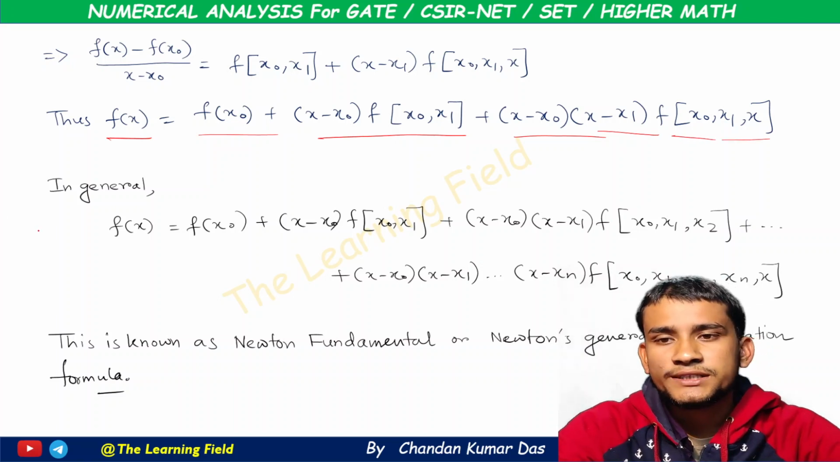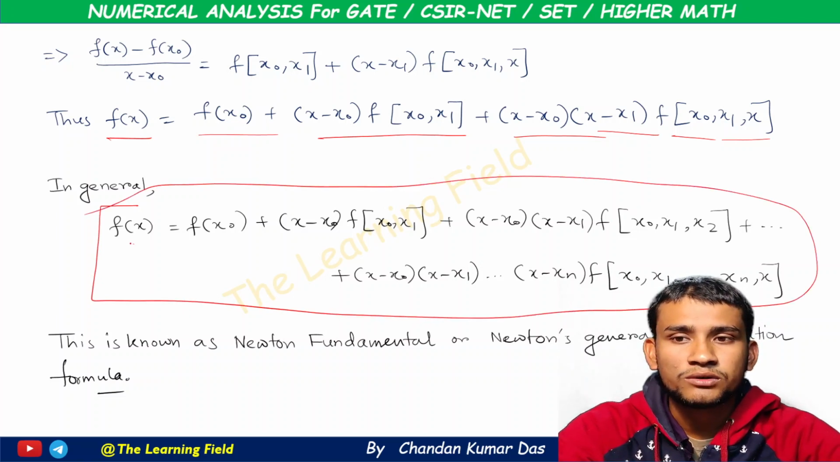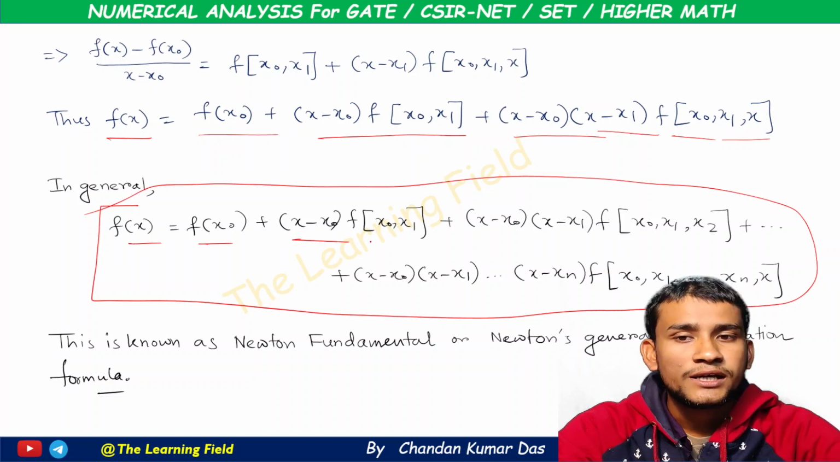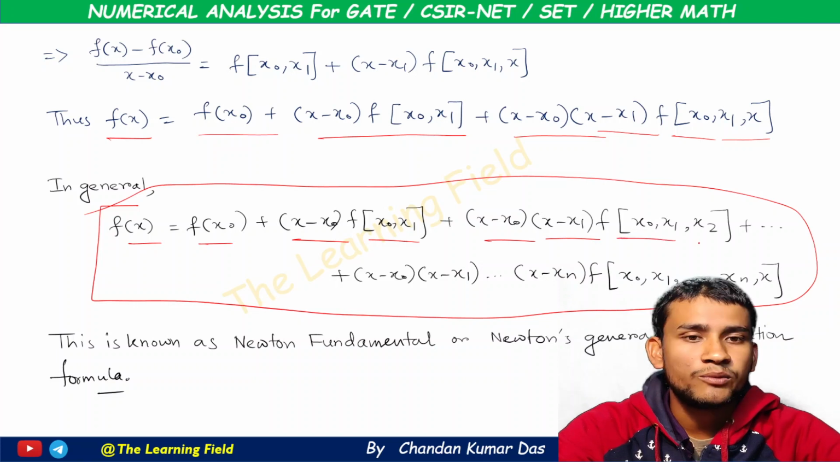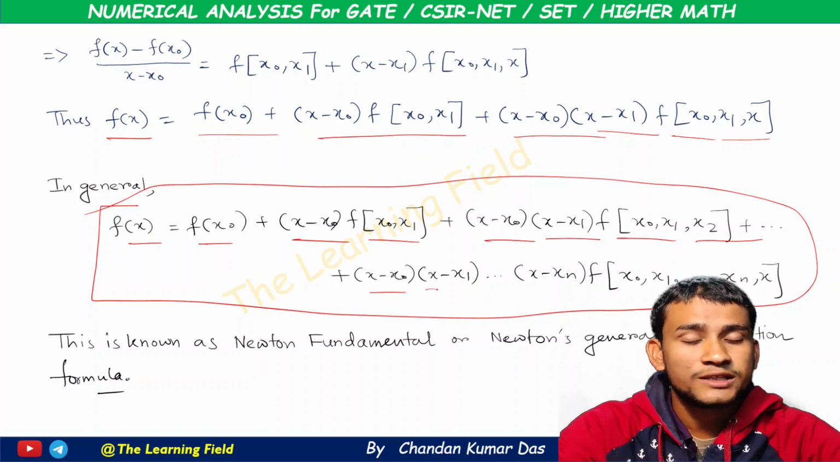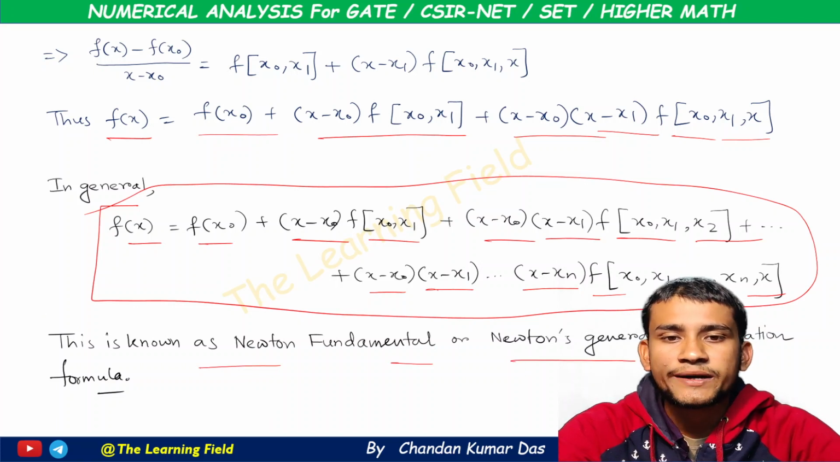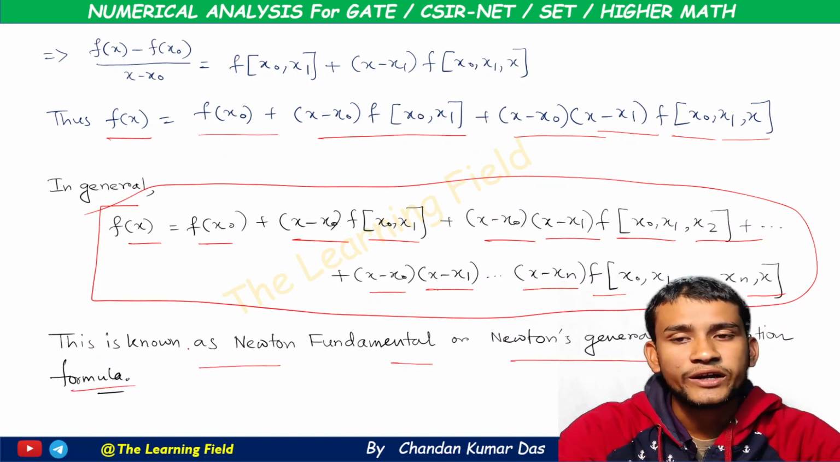Okay, so in general, the general formula which we use in case of calculation is this one. f of x equal to f of x0 plus (x minus x0) into f of x0, x1, plus (x minus x0)(x minus x1) into f of x0, x1, x2, and so on, plus the last term, that is the nth term, (x minus x0)(x minus x1)...(x minus xn) into f of x0, x1, ..., xn, x. Okay, so this is known as the Newton fundamental or Newton's general interpolation formula, or the divided difference formula.